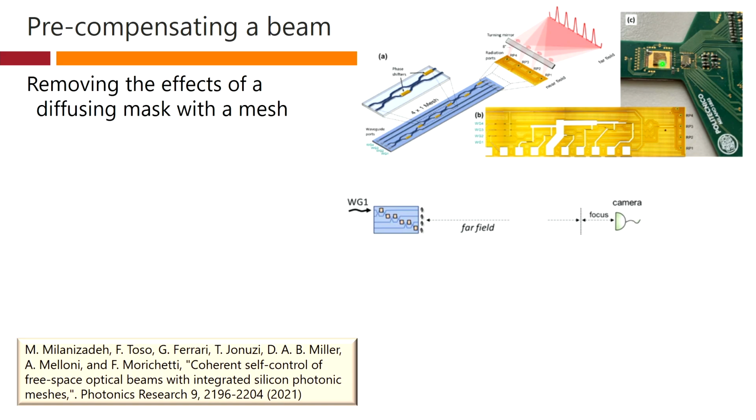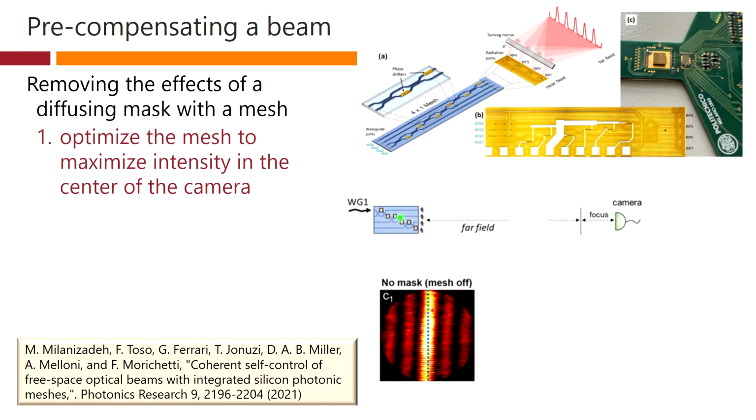Here's a picture of the circuit. And what we're doing first of all then is we are optimizing this mesh to maximize the amount of light in the center of the camera. So in this case here, we see a nice bright line. So we've chosen these by optimization to maximize the power in the camera.